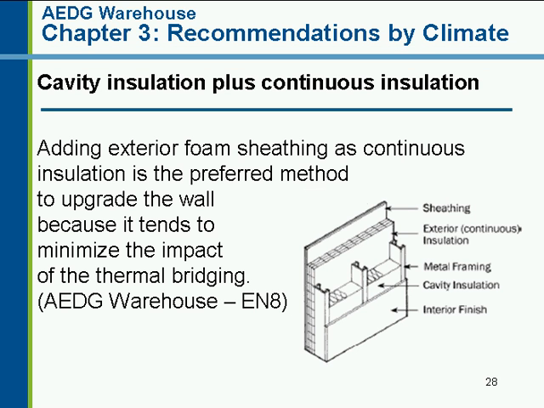Now let's look at this cavity insulation and the continuous insulation. I think you have a pretty good sense of how that works, but you want the cavity insulation to be minimized. You want as much continuous insulation as you can get so that you offset the thermal bridging. And here's a graphic that's in one of the guides. This one's in the Advanced Energy Design Guide for Warehouses. This is envelope tip number 8. So this is in chapter 5 of the guide.